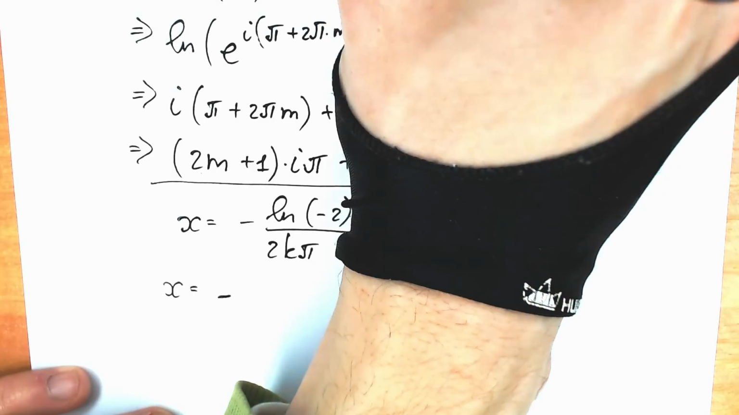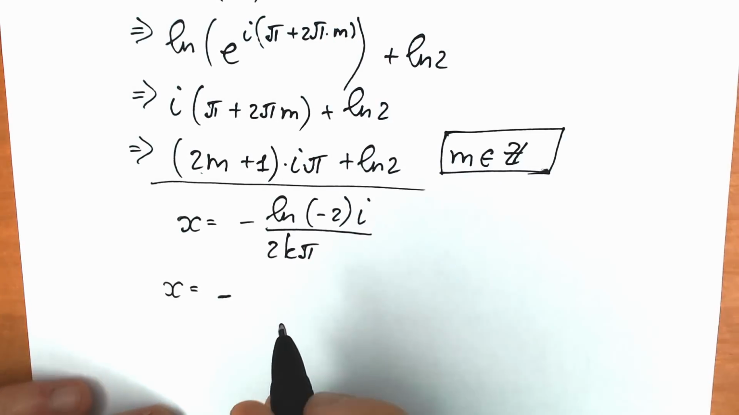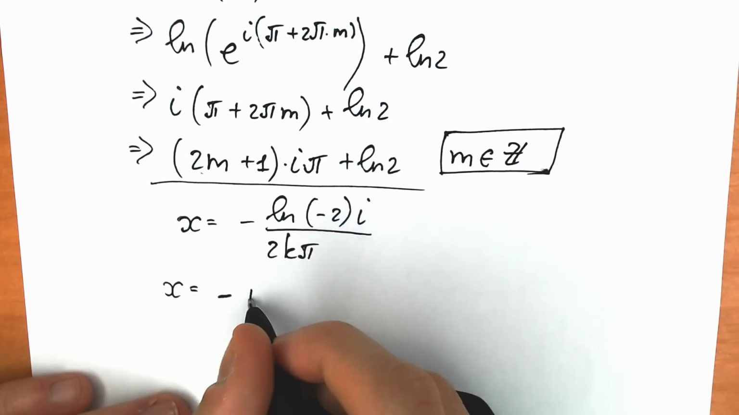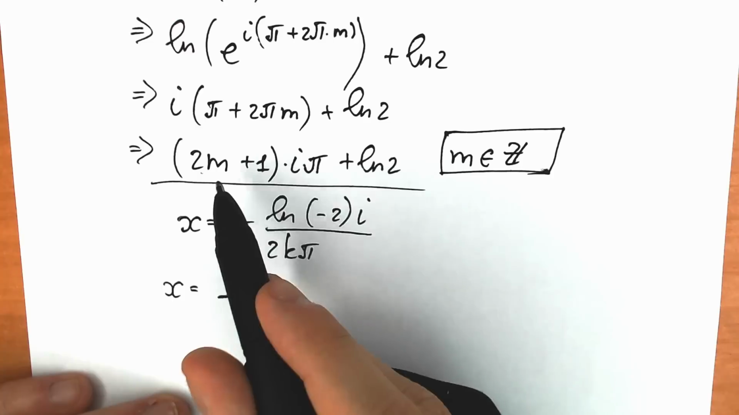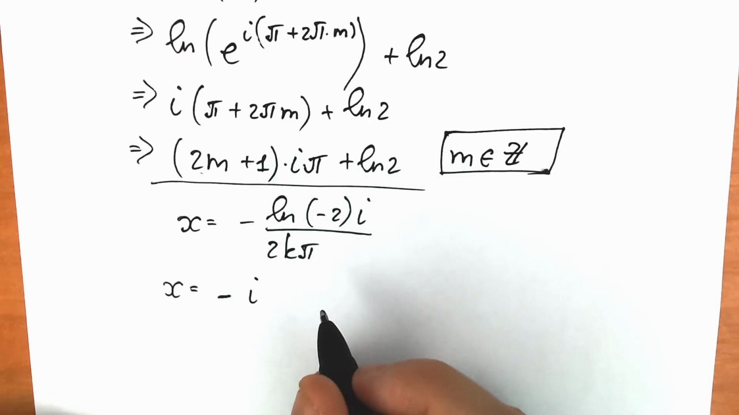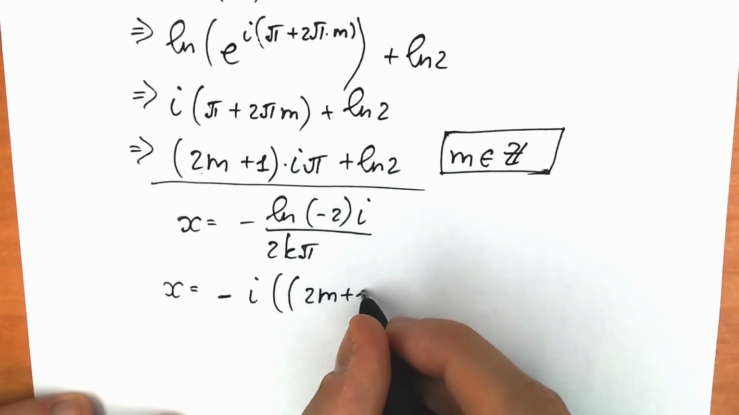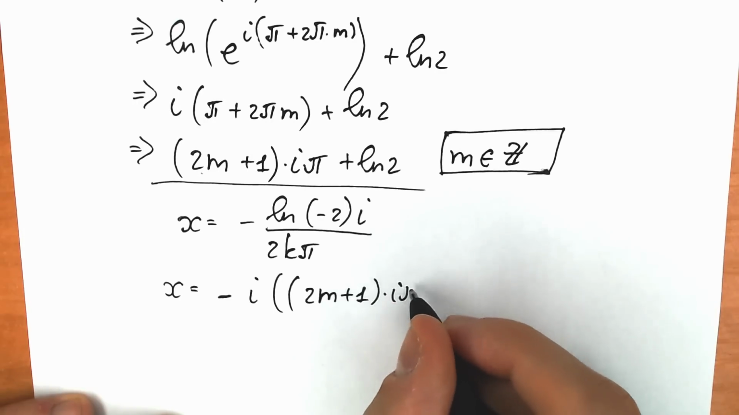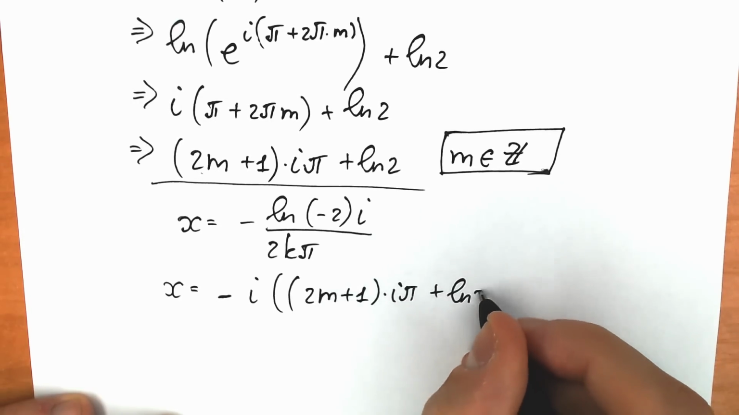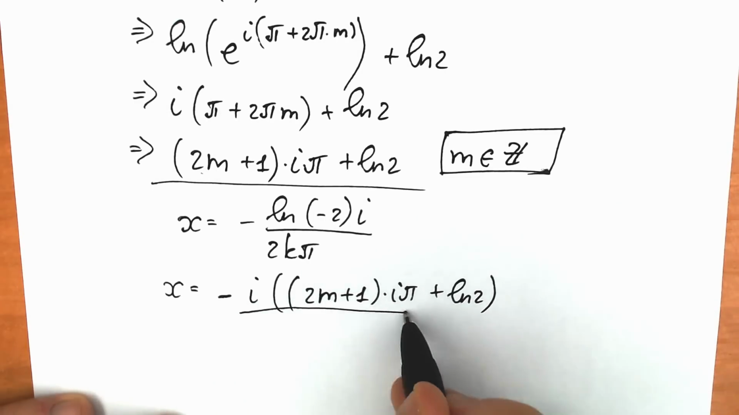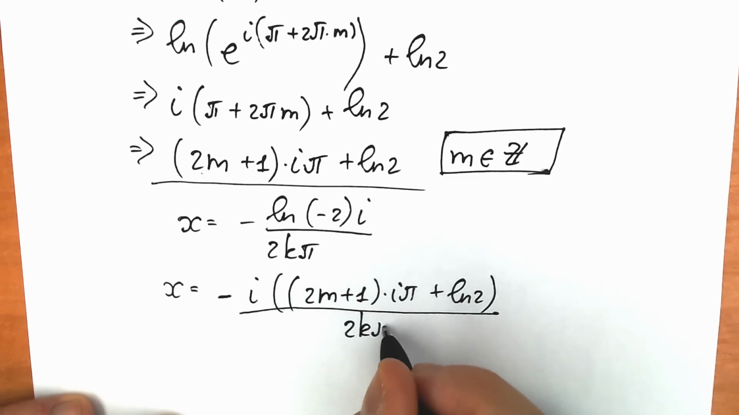Right here we have i, and right here we need to write i. Don't forget about it. As a result, we have this i times this natural log of -2. We have this expression right here. So as a result, we have parentheses: 2m plus 1 times i pi, plus natural log 2. And we divide all of it by 2k pi.